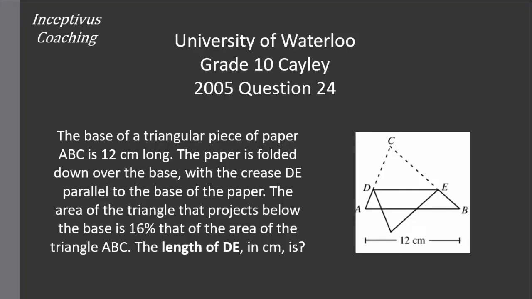Hi guys, today we'll discuss this geometry problem from Waterloo's Cayley contest. This is question number 24 from year 2005 and it reads: the base of a triangular piece of paper ABC is 12 centimeters long.